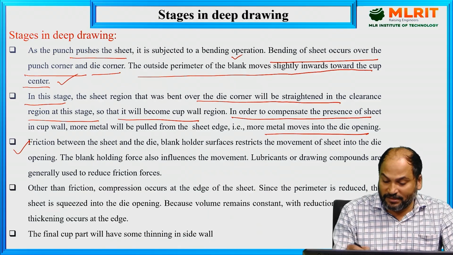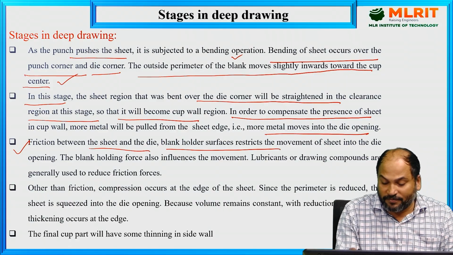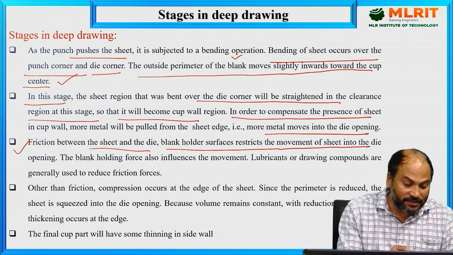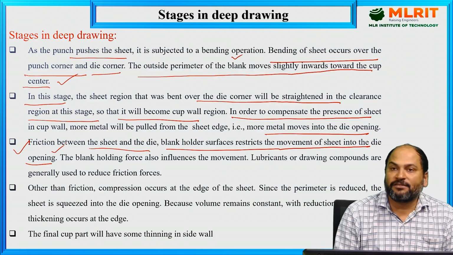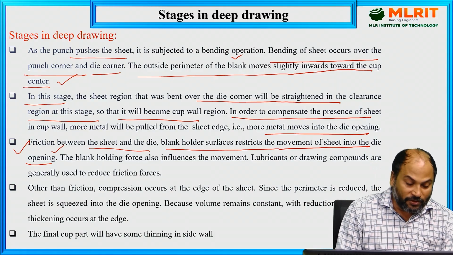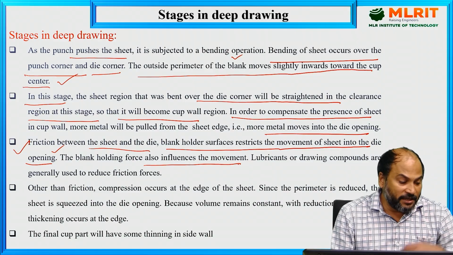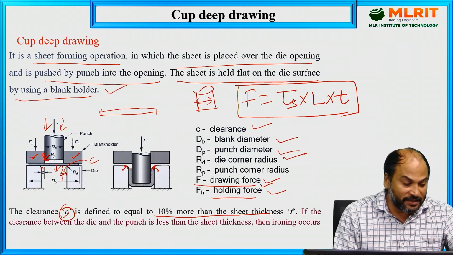So what happens here? Friction between the sheet and the die and blank holder surfaces restricts the movement of the sheet into the die. It's common sense. Friction will oppose the free movement of the blank. The blank holding force also influences the movement. Obviously, that is the reason it is kept over there.